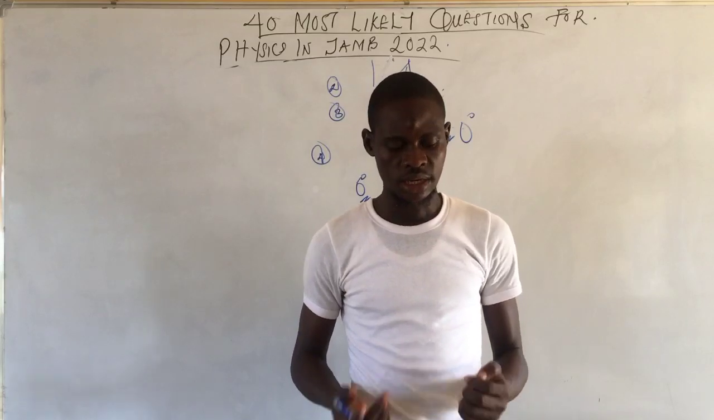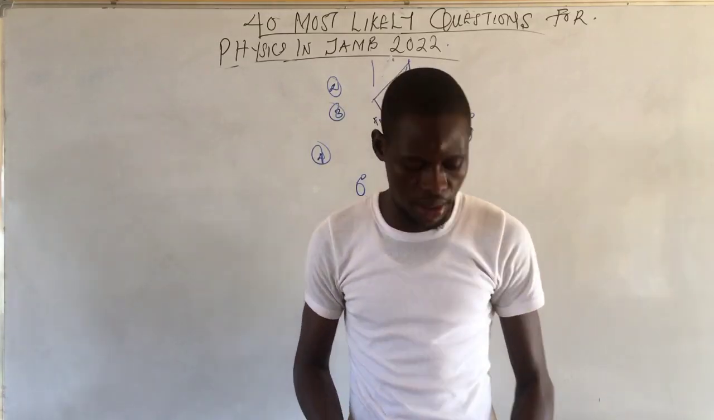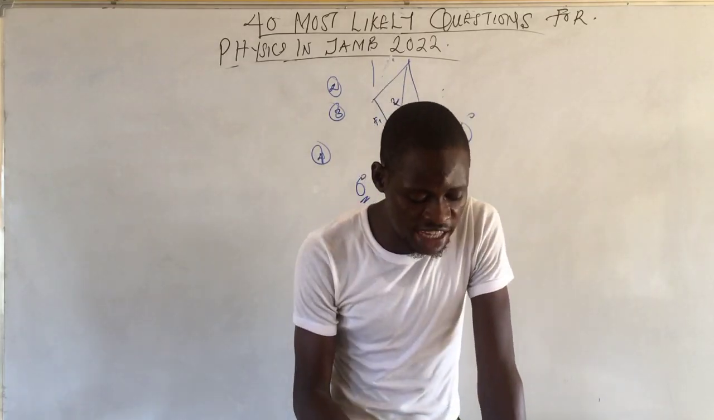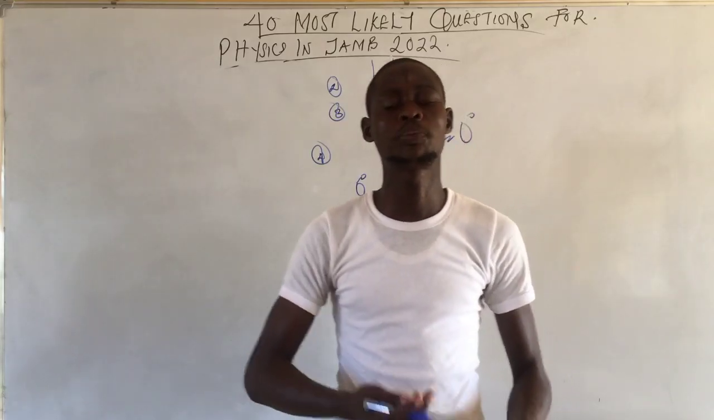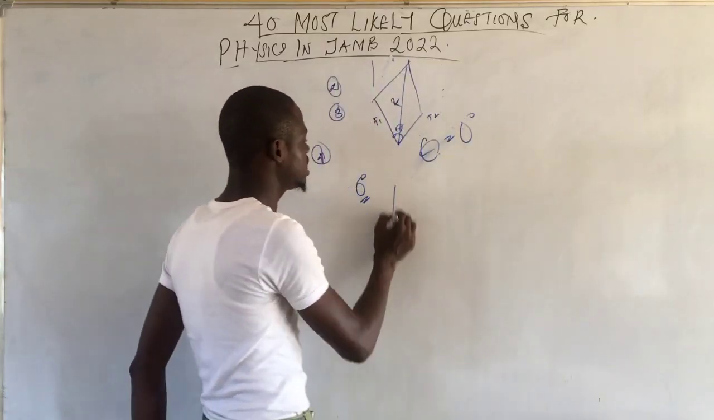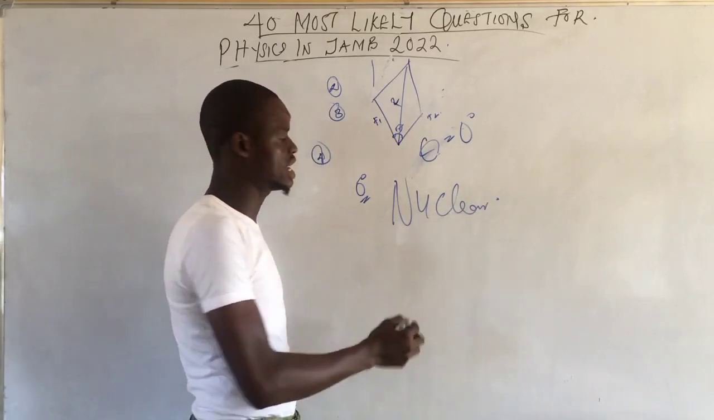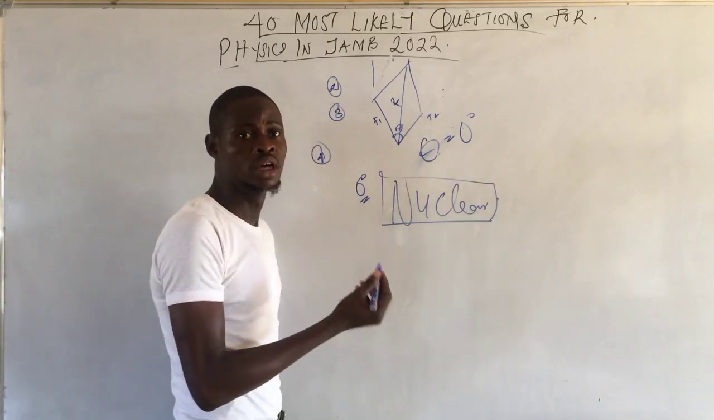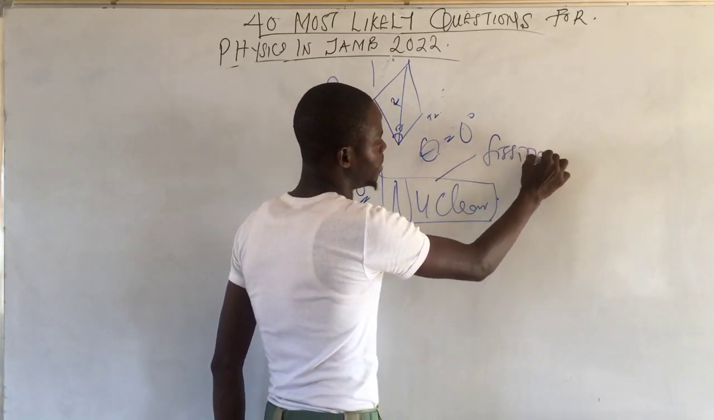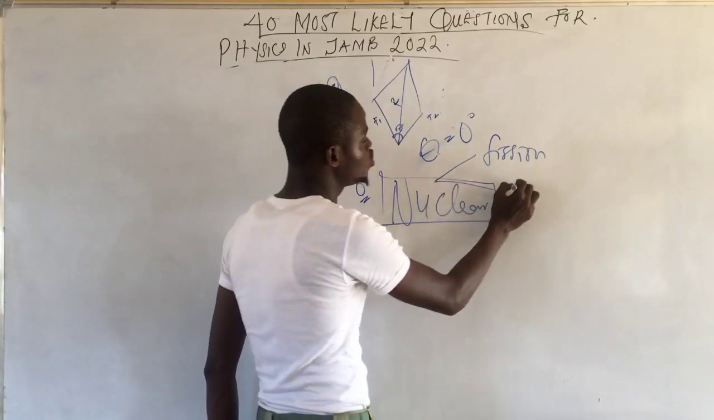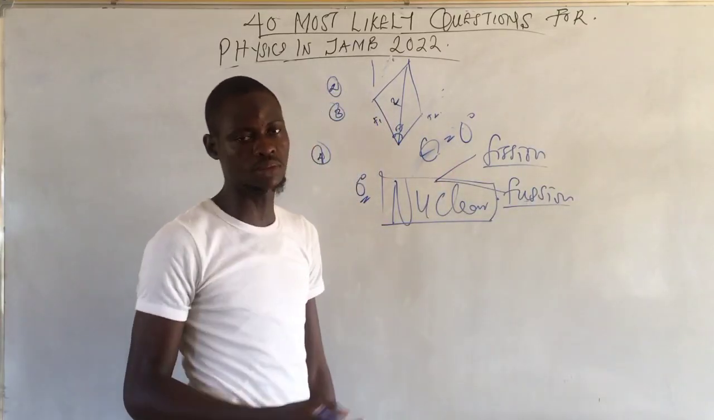At resonance, the phase angle is always equal to 0 degrees. Please note that. Now, the seventh question that is also common in JAMB is, the process of energy production in the sun is, now you see this question of energy production is found under nuclear physics. We believe that there are two forms: nuclear fission and nuclear fusion. Energy can be produced by these two methods.